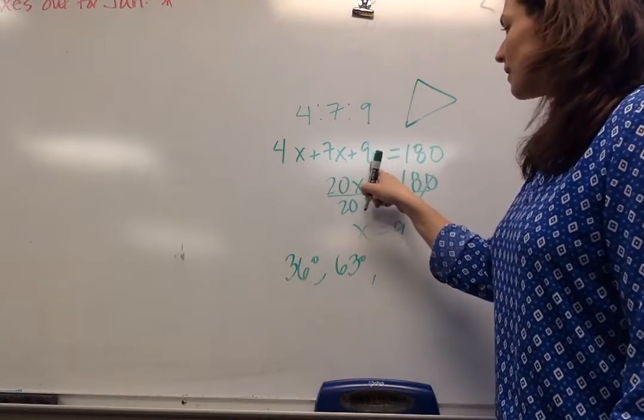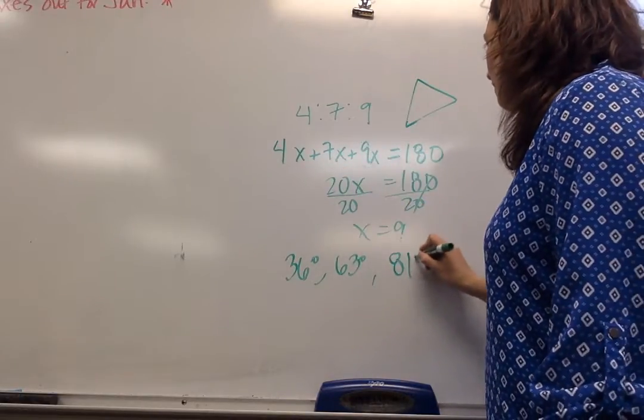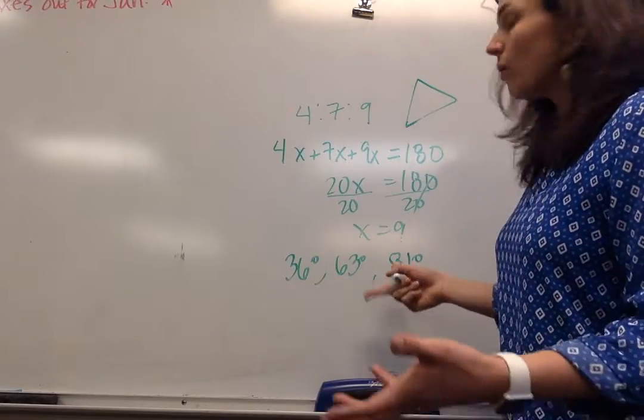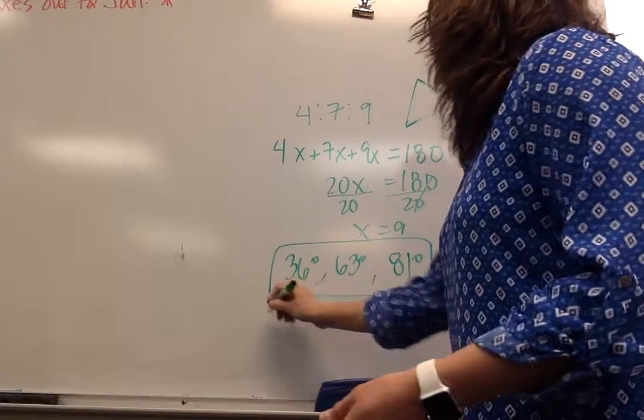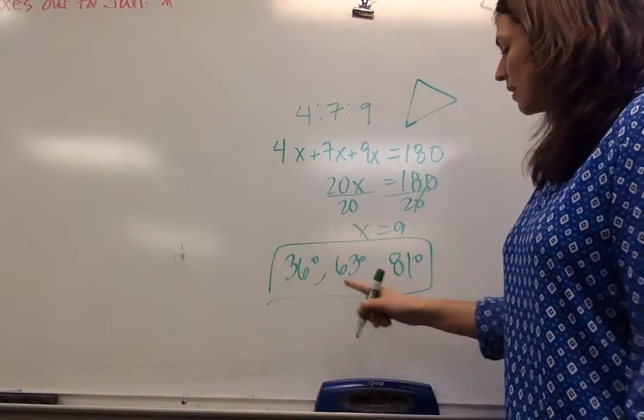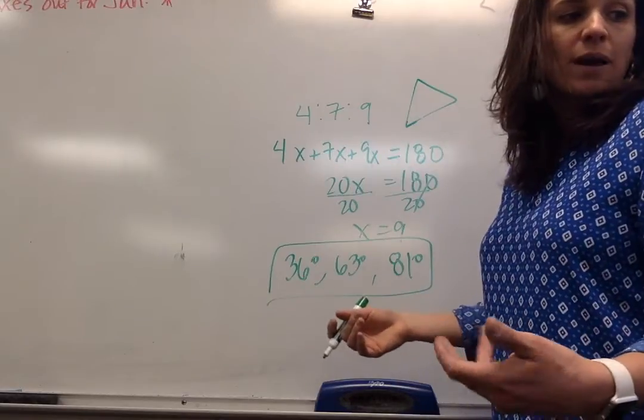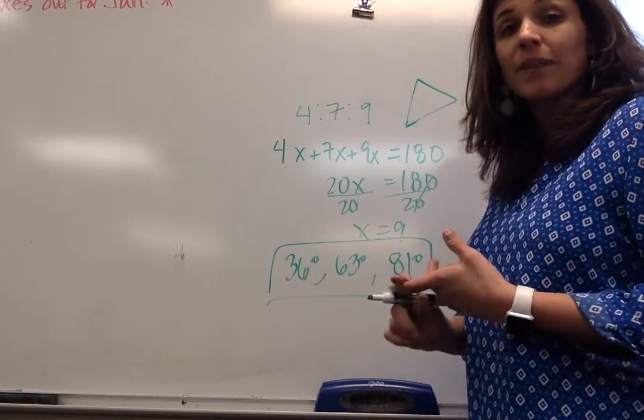And 9 times 9 here is 81 degrees. And so now these add up to 180. So the answer to this question is the angles are 36 degrees, 63 degrees, and 81 degrees. And that should take us through using ratios to find the angles and sides.